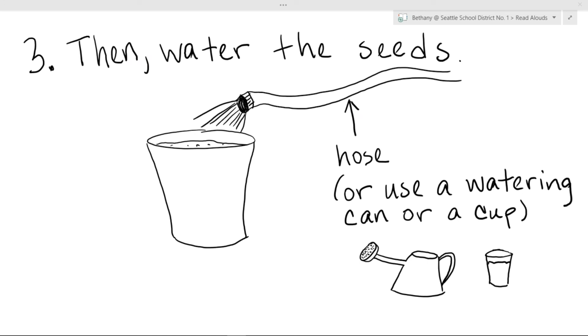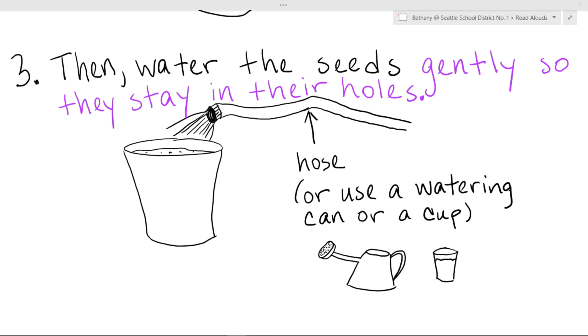Number 3 says, then water the seeds. I think that the reader needs to know that they should be very gentle and very careful so they don't wash the seeds out of their holes when they water. Let me add some detail. I think this is better. Number 3, then water the seeds gently so they stay in their holes.